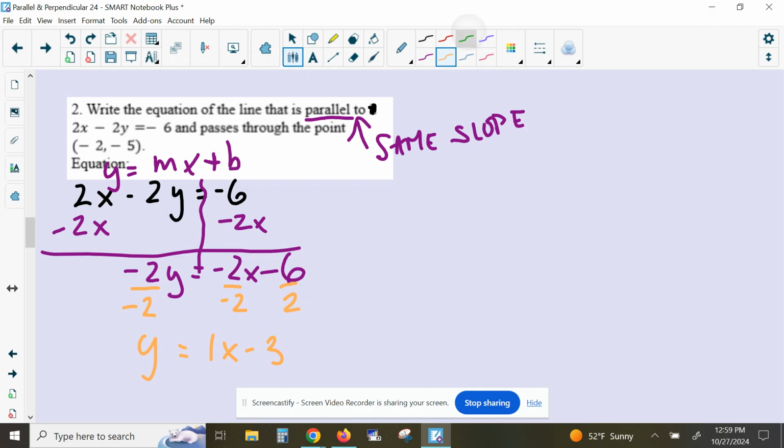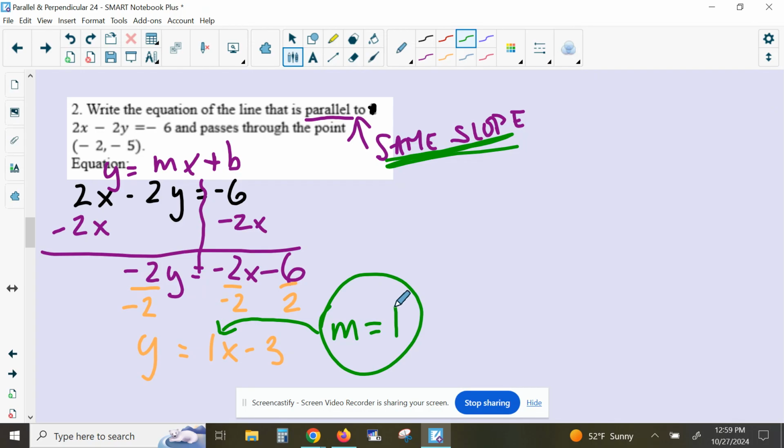So now I could find my m. My m equals 1. And I want the same slope. So I know that my new m is also going to be 1. So I want the slope of my new equation to be 1. And I want it to pass through the point -2, -5.